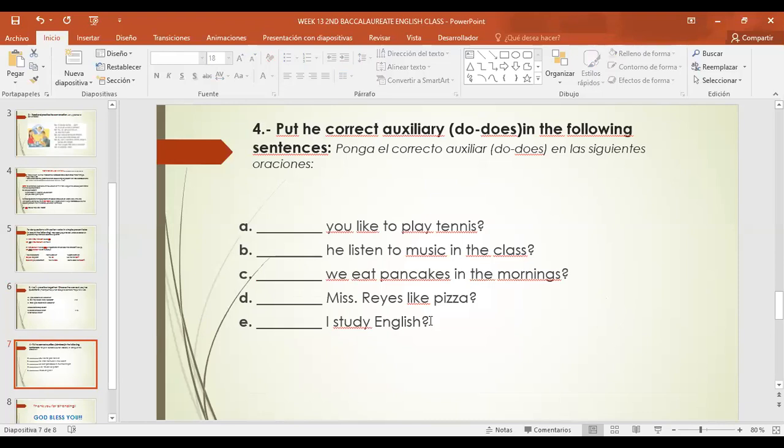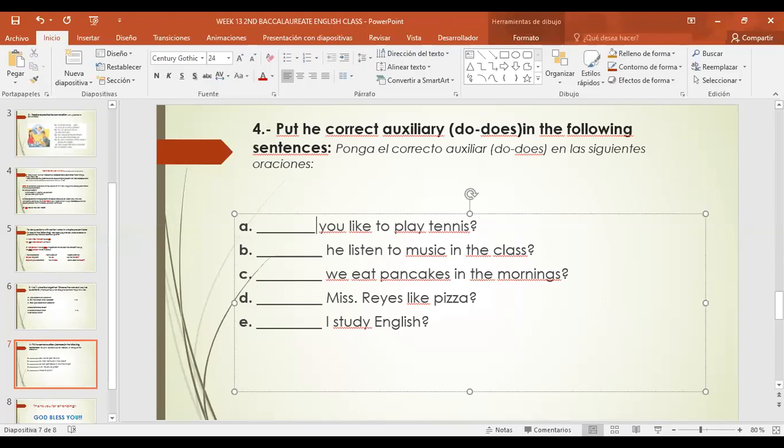Entonces aquí, tú tienes que poner el auxiliar correcto, do y does, en las siguientes preguntas. Vamos a hacer la primera, hagamos una juntos, okay? Let's do this one together. ¿Cuál creen que iría aquí? Do or does? In this one? Do, teacher. Do. Okay, do. ¿Por qué? ¿Por qué do?